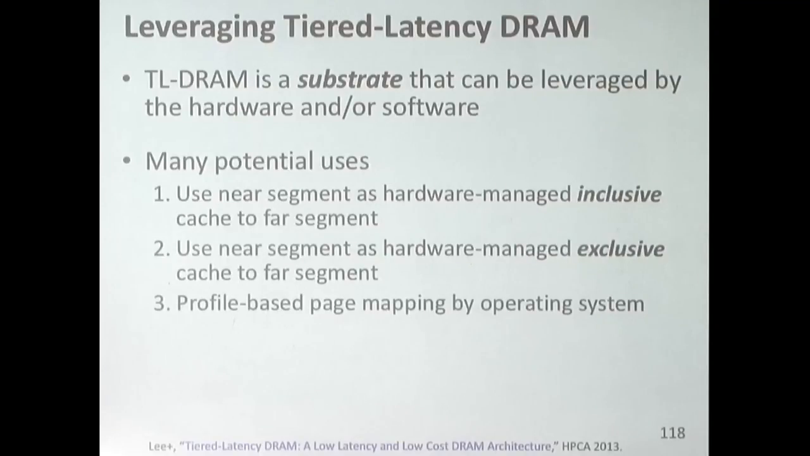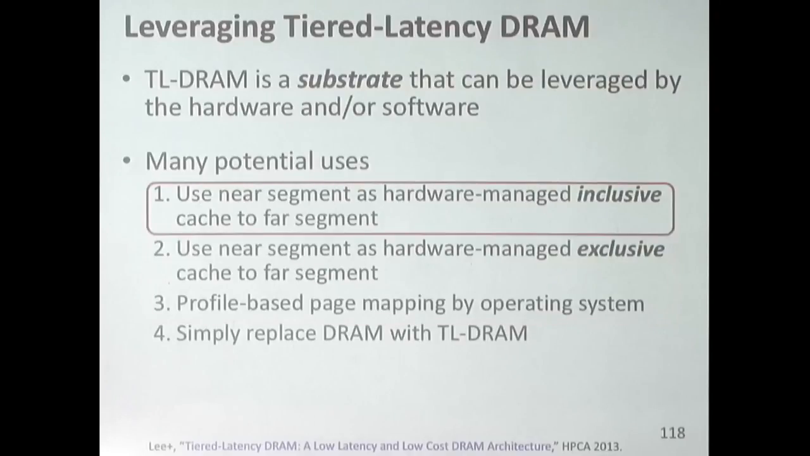Inclusive in this case means the data that you cache is also in the far segment. That's inclusive. If it's exclusive, you swap the rows between the far segment and the near segment. That way, you don't lose capacity. Whereas if you're inclusive, you lose capacity, right? That's really a cache. Or you can figure out what are the frequently used pages and map the pages to the near segment. Map the frequently used pages or latency critical pages to the near segment. Now, this doesn't seem to work very well. Simply replacing DRAM with TL-DRAM and not doing anything doesn't seem to work well because frequently used pages don't magically get mapped to that near segment in existing systems, at least. So I'll give you some results.